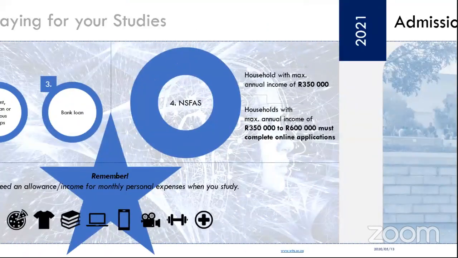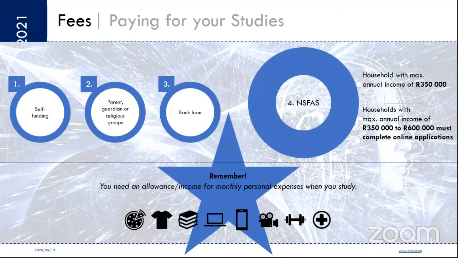Now, I'm done with faculties. We're going to look into other things that you will need as far as getting into varsity is concerned. What I'm going to share now is a few slides till the end of the presentation, where we're going to start with fees, which is how to pay for your fees. Paying for your fees could be self-funding, it could be from parents, guardians, religious groups, it could be from bursaries, it could be bank loans, it could be NSFAS.